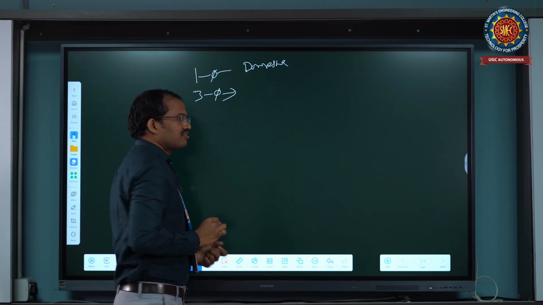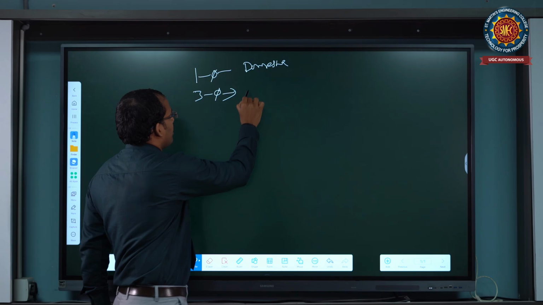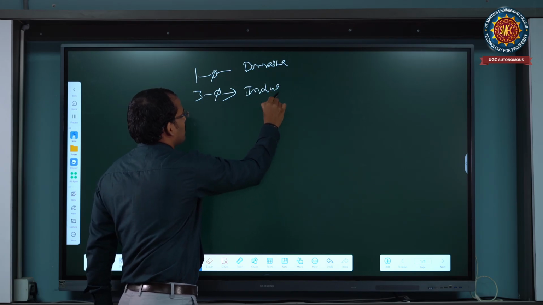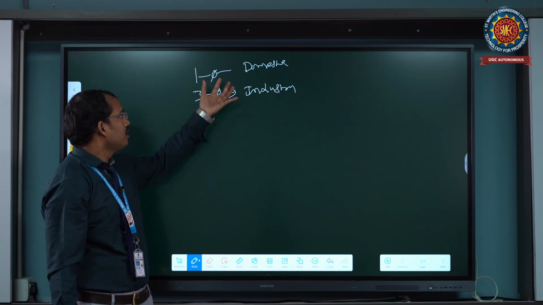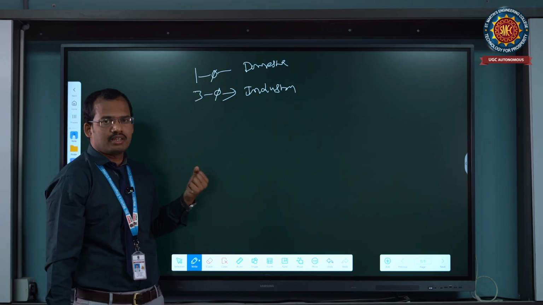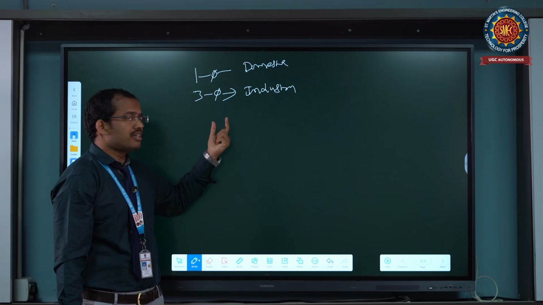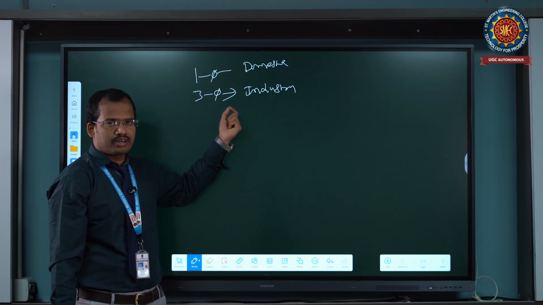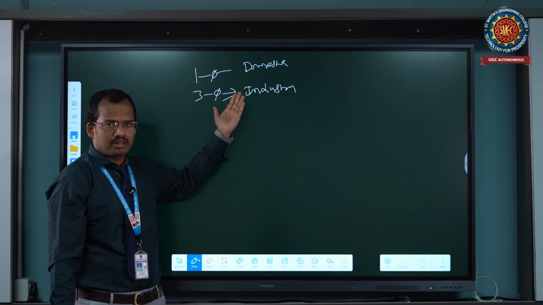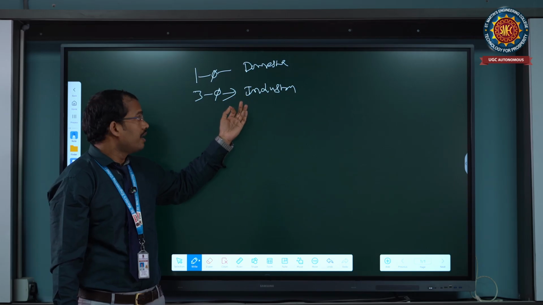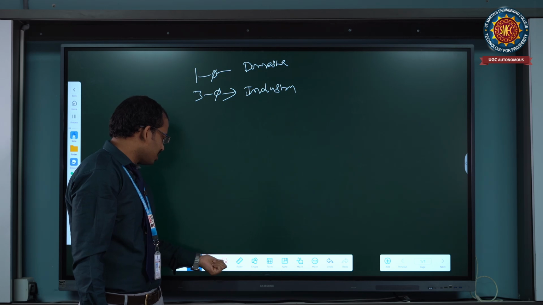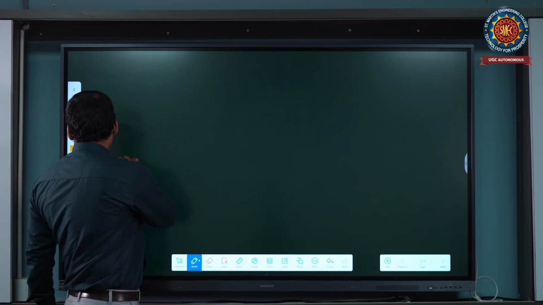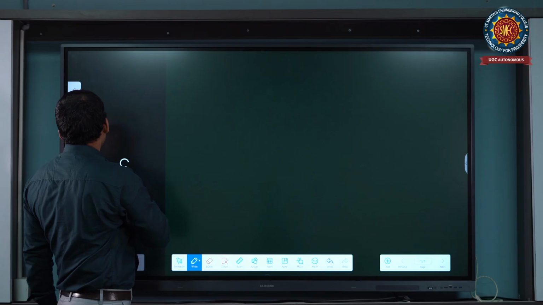And three phase transformers are used for industrial purposes. So this is the difference between single phase and three phase transformers. This is the basic information: how a transformer works, how many types of transformers and subtypes there are, and the principle of the transformer. Next, we are going to the PPTs.